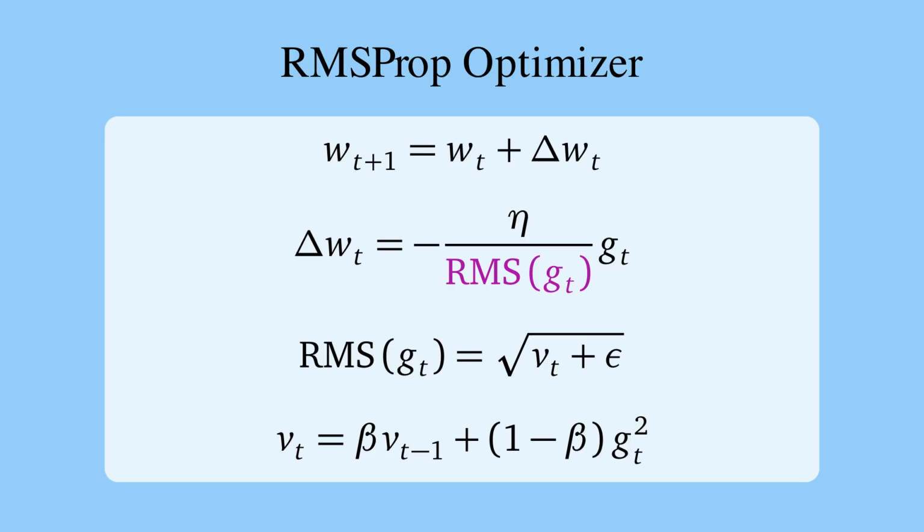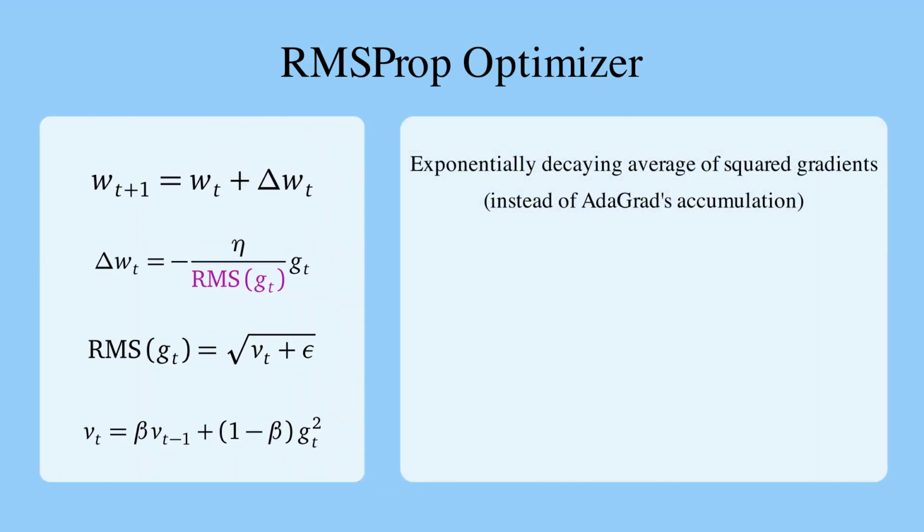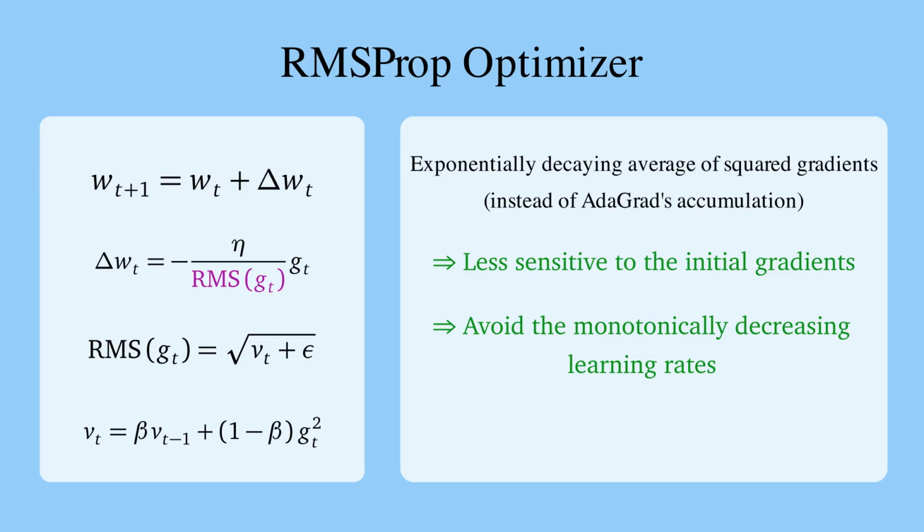Using this exponentially decaying moving average of the squared gradients can help with the following issues. First, it's less sensitive to the initial gradients since when it reaches later steps, the coefficients of the early gradients will decrease exponentially. Secondly, it can also help with the monotonically decreasing learning rates, and this makes it suitable for online problems.